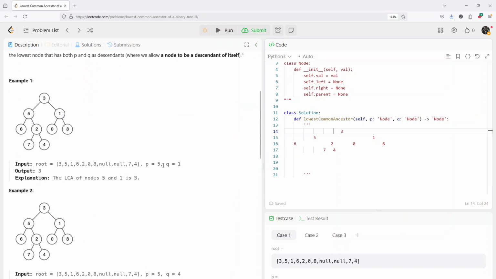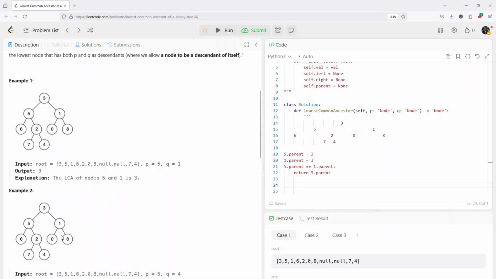So then if you start with 5 and 1, if you just go up their parent, 5 dot parent is basically the 3, and then 1 dot parent is also the 3. So in this case, 5 dot parent equals 1 dot parent. So then we just return 3. They both have 3, so you just return either's parent. So you could just return, let's say, 5 dot parent.